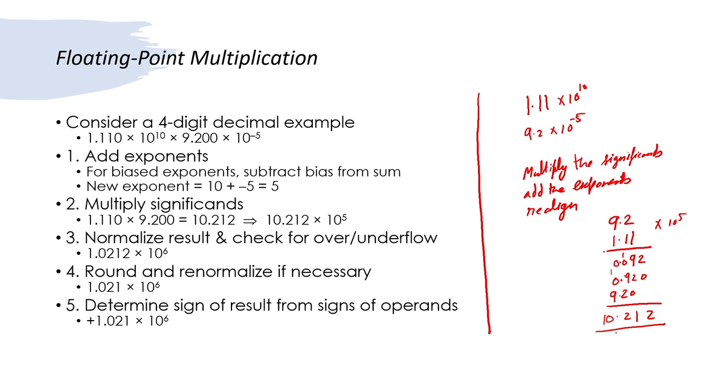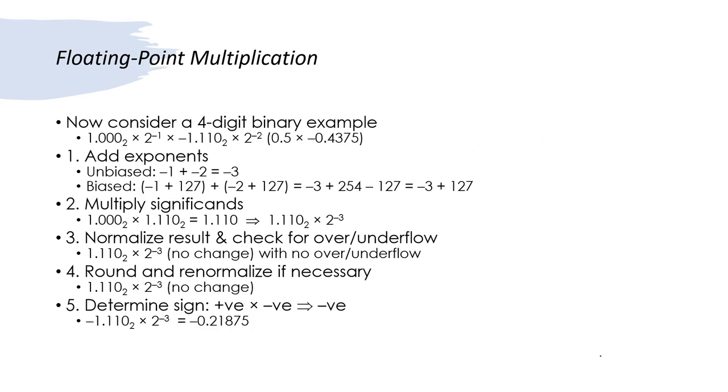10.212 into 10 to the power 5 equal to 1.0212 into 10 to the power 5, sorry, 10 to the power 6. And again, we can get rid of this 2 if we want just 4 significant digits as described earlier. And obviously, both of these are positive. So, we say that the sign bit is 0, and this is a positive number. So, basically, this gives us a floating point multiplication algorithm that I am going to write here.